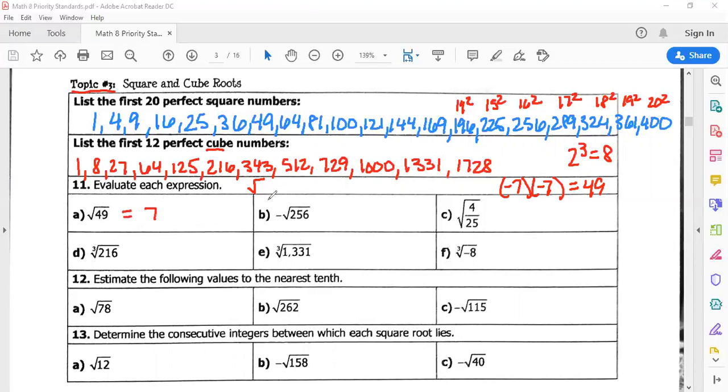On this one, if you'll notice right here, they have shown us a negative sign out there. So it's actually calling for the negative square root of 256. If we come up here, we find the square root of 256 is 16. So this answer is going to be -16, because the negative sign was on the outside.